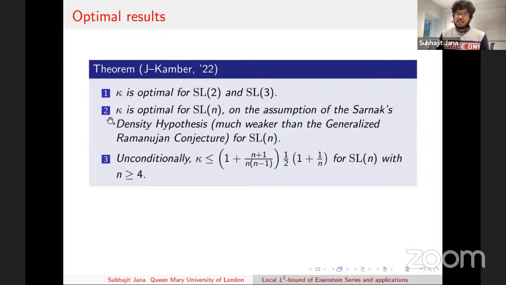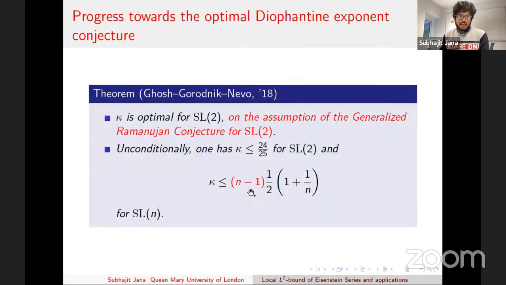For SLN, we proved that this kappa is optimal, but on the assumption of something called Sarnak's density hypothesis. You can think of this density hypothesis as, in some sense, a weaker version of the generalized Ramanujan conjecture. I will talk about it after 2 or 3 slides. Unconditionally, we have an upper bound of kappa that is very, very close to the optimal. Recall that the optimal one was half times 1 plus 1 over n. We have just a little bit more than that, because as n goes to infinity this thing is essentially 1, whereas Ghosh-Gordnik-Nebel had n minus 1.